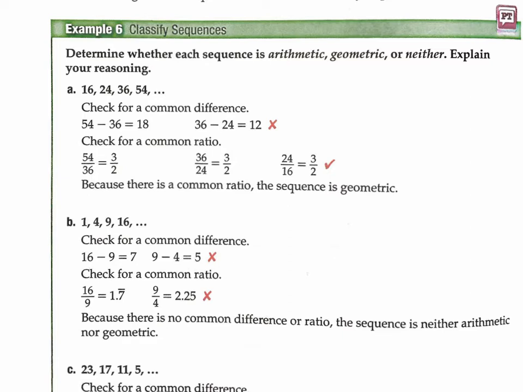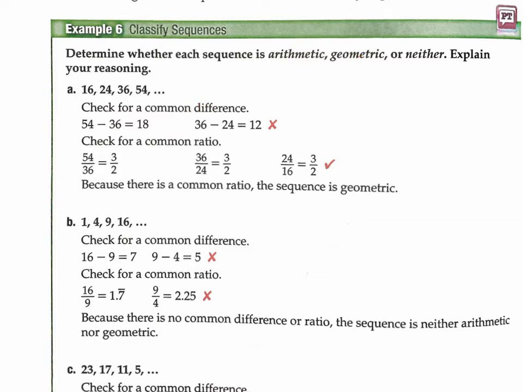So right here, 16, 24, 36, 54, check for a common difference. If you go 54, take away 36, you get 18. They show you the work right there. 36, take away 24, that is not 18, it's 12. So you can stop right there. This is definitely not arithmetic. Why? Because there is no common difference. So then you move on.